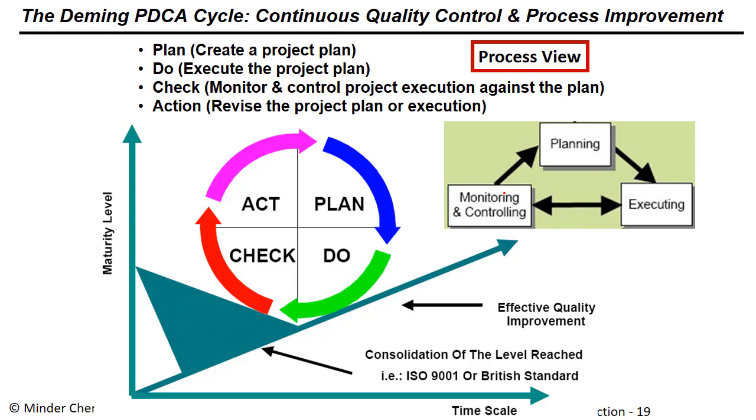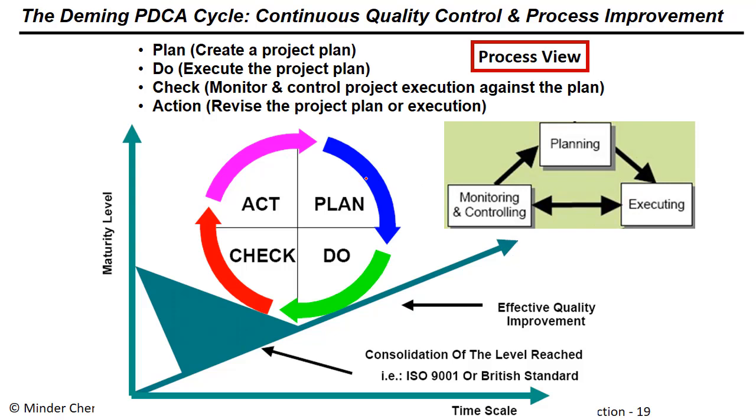So that kind of concludes the system aspect of looking at management. And another popular way to look at management is through a process view, a process approach. Edward Deming, who is considered the father of the quality movement, has the Deming circle, which is also called the PDCA cycle, and it is used for continuous quality control and improvement effort.